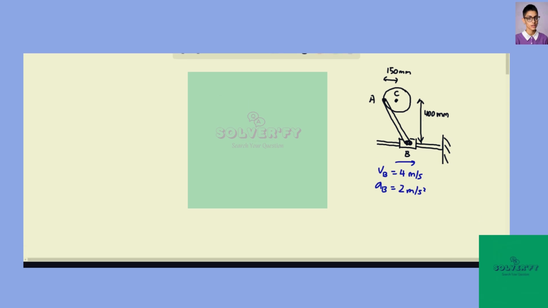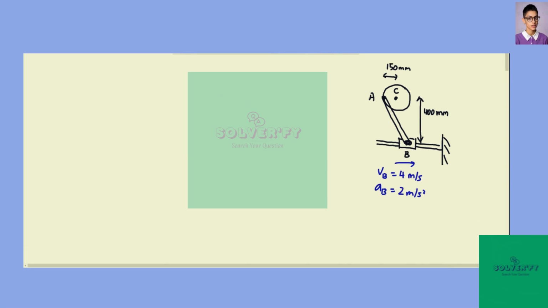Session, we have this setup. The slider block is moving to the right with a speed of 4 meters per second with an acceleration of 2 meters per second squared. And so we need to determine the angular velocity and angular acceleration of the wheel at this instant. Okay, so let's just write down what we have.